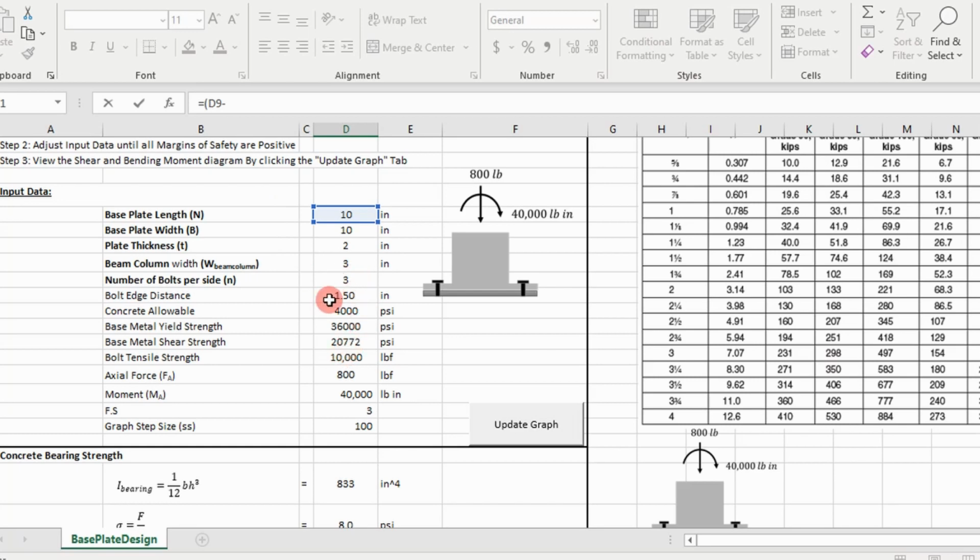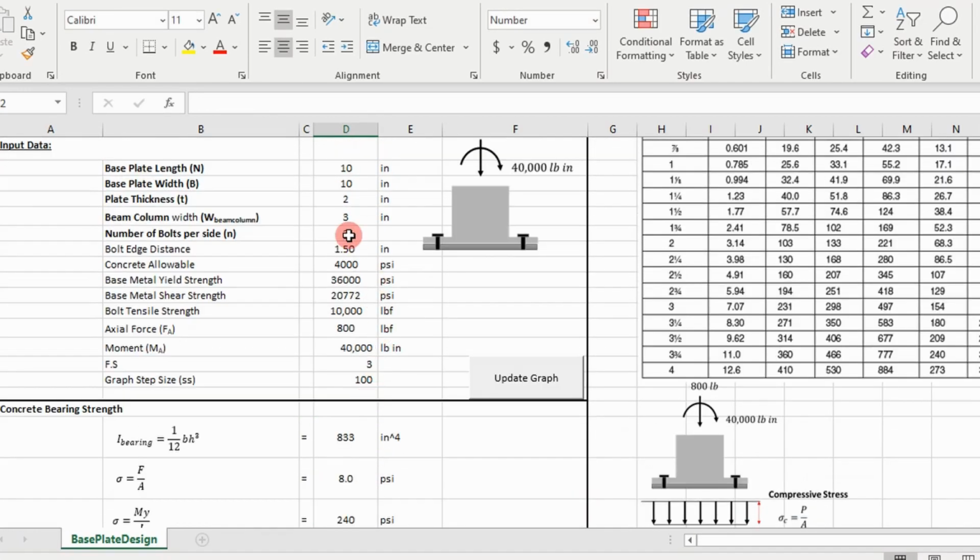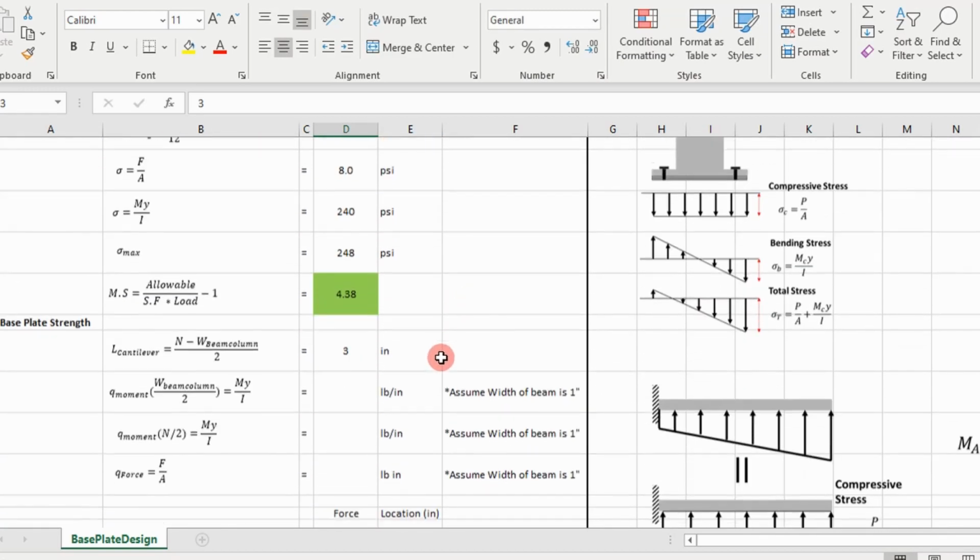So the width of our column is going to be 3, and then we're going to divide by 2. So it's 3.5 inches. I'm going to go ahead and change this to 4, to make it an even number, 3 inches.